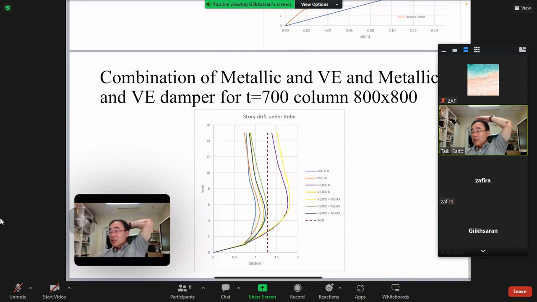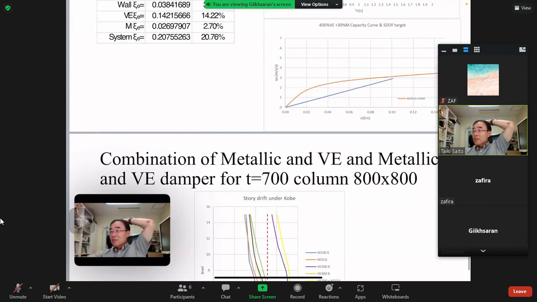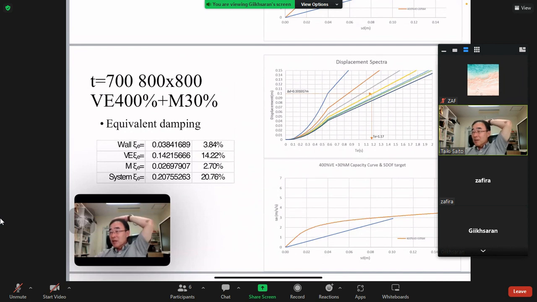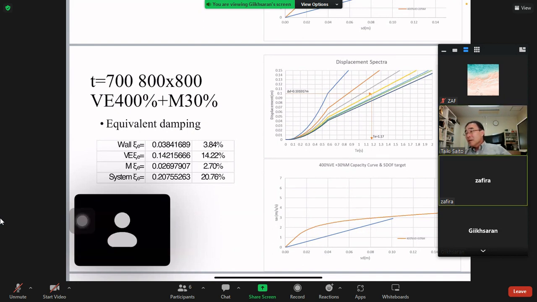So this is a displacement-based, not this one. This is a displacement-based design. So we design the building so that the equivalent linear blue line and the capacity curve match together. So we believe this is the optimum design. But it looks good, but still we must check. Maybe there's some miscalculation in the displacement-based design. I will double check, Sensei.